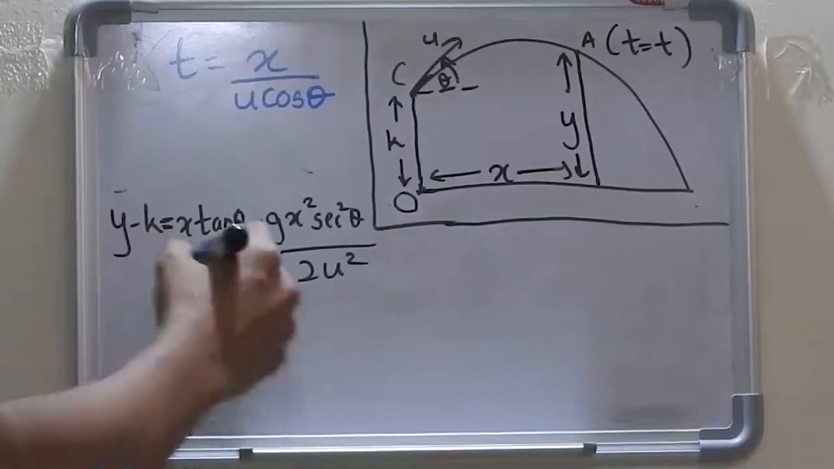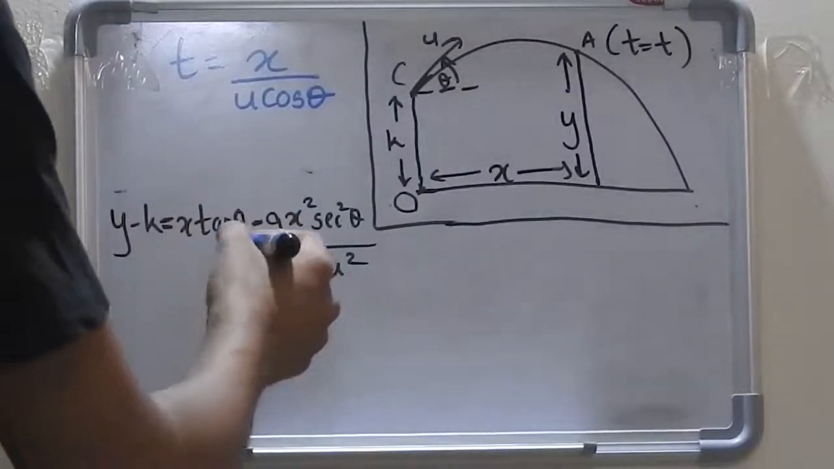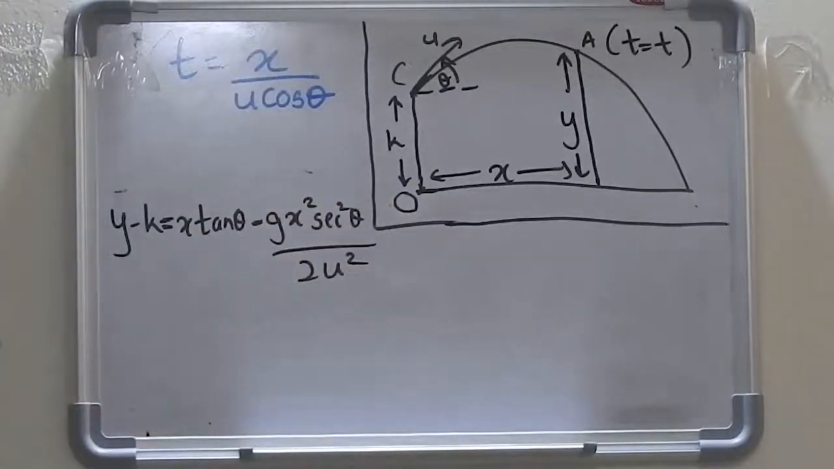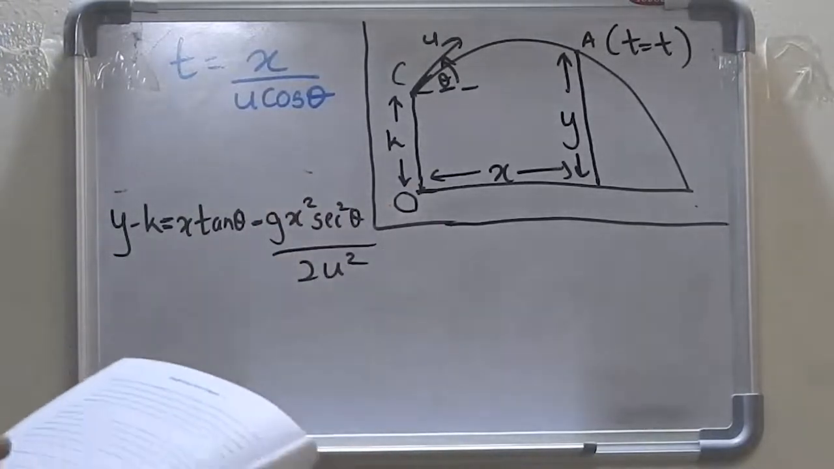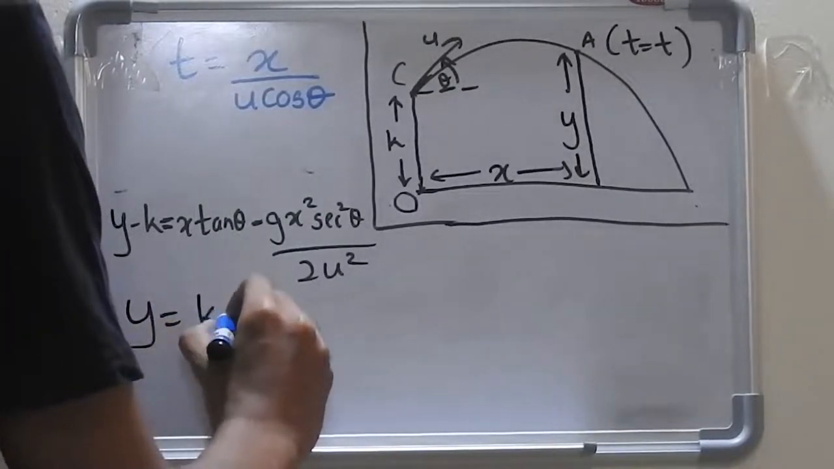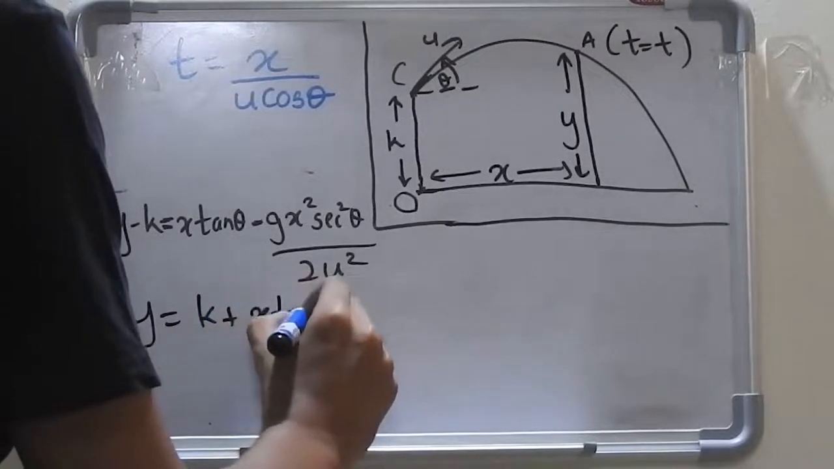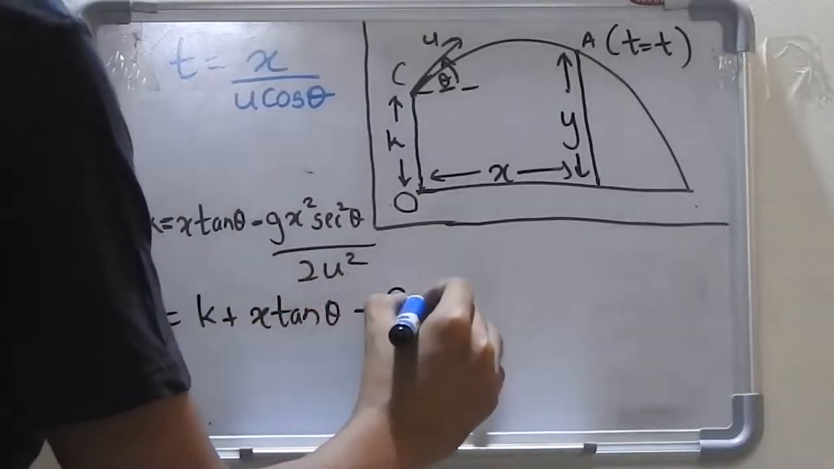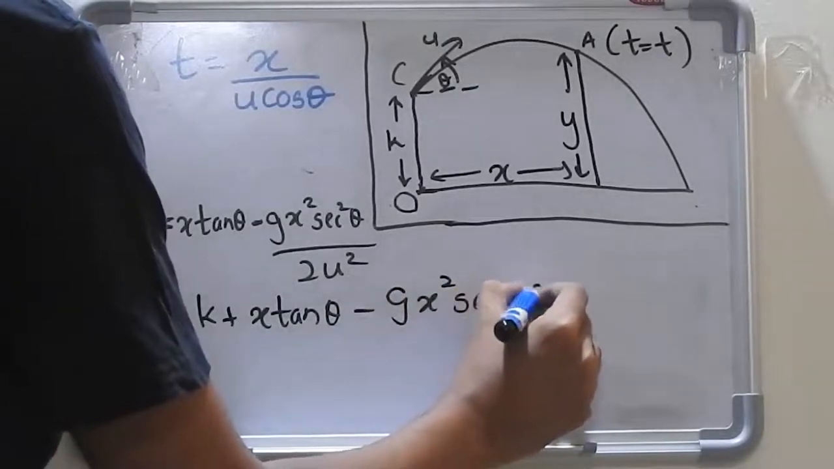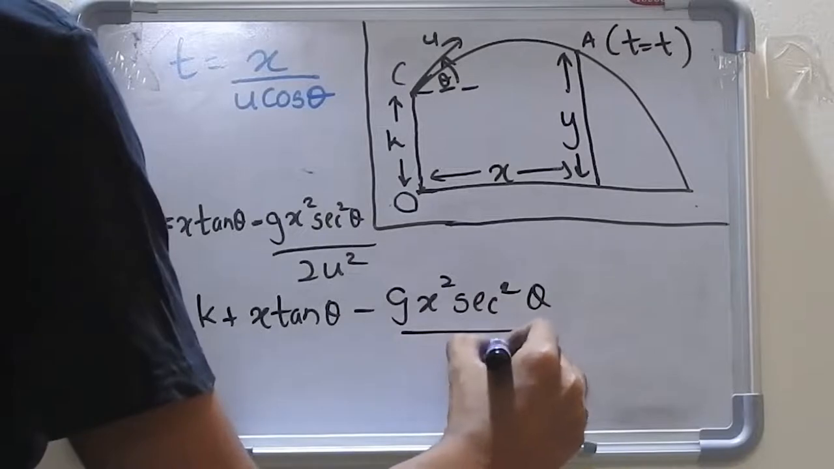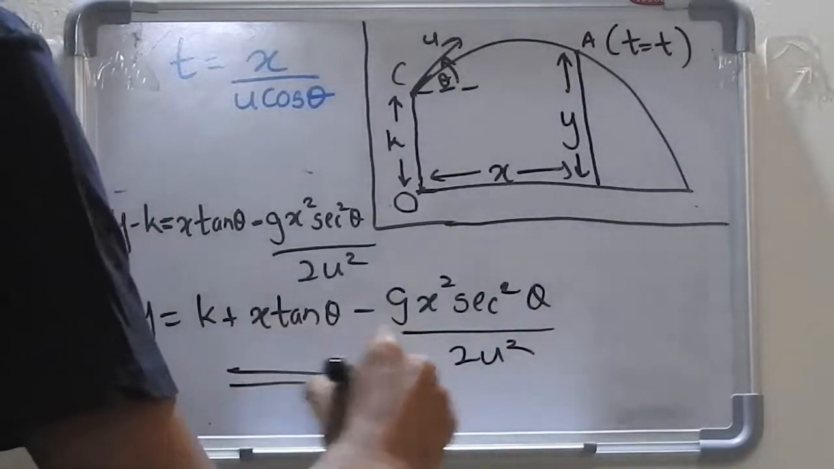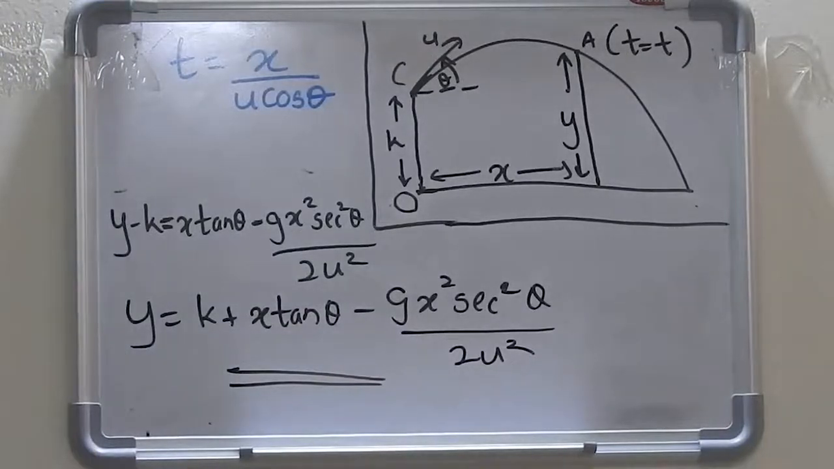So then continuing from what we got, y minus k equals x tan theta minus g x squared sec squared theta over 2u squared. So then we can get y equals k plus x tan theta minus g x squared sec squared theta over 2u squared. So that's what we are supposed to get. So the first part is completed. So now we can move on to the second part.